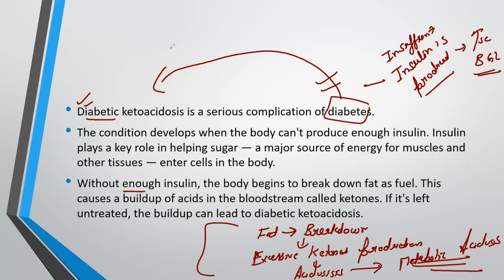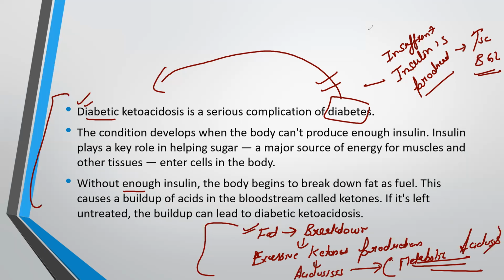Diabetic ketoacidosis is a serious complication of diabetes. When insulin is not produced enough, fat is excessively broken down to maintain the body's energy, which leads to excessive ketone production. When there is excessive ketone production, a condition called acidosis develops, here called metabolic acidosis, which is an acid-base balance disorder of the bicarbonate, the metabolic indicator. So this is all about diabetic ketoacidosis.